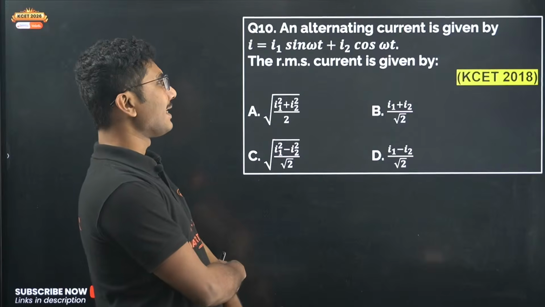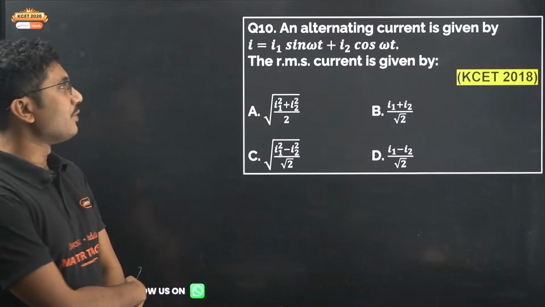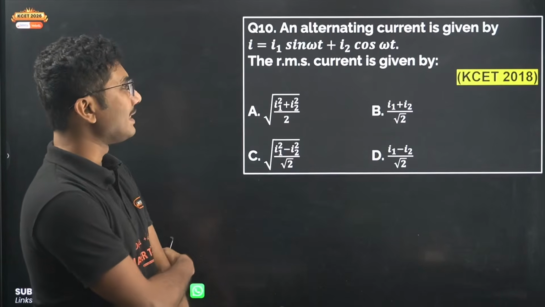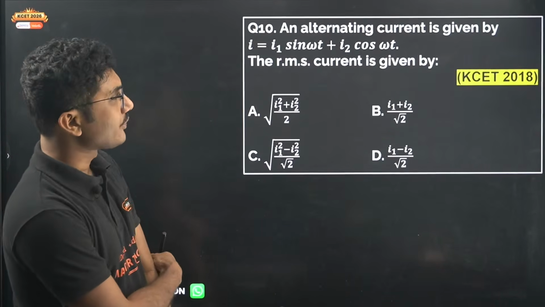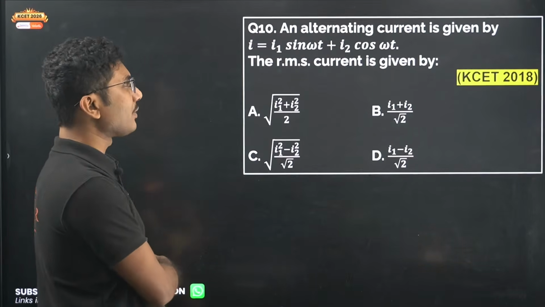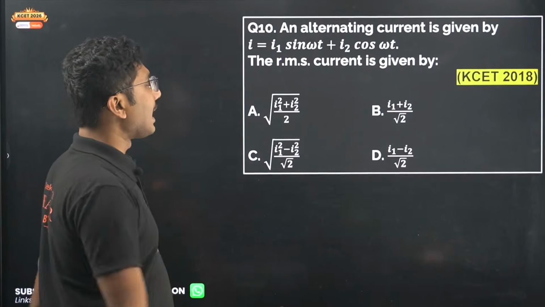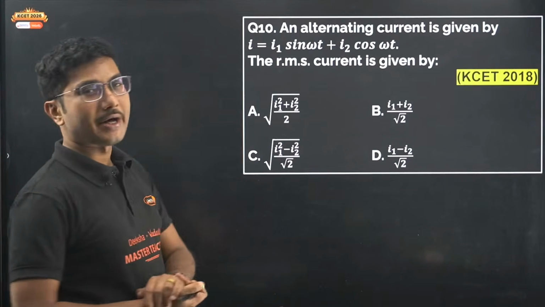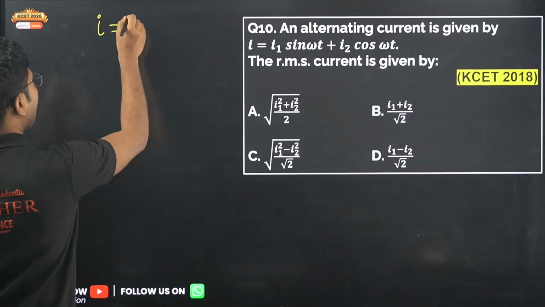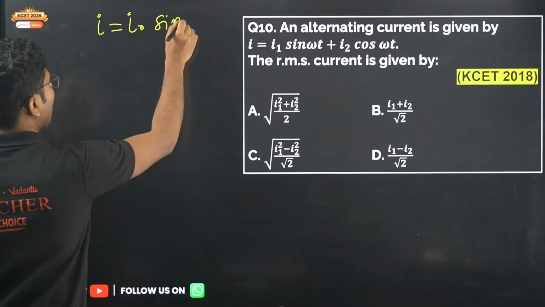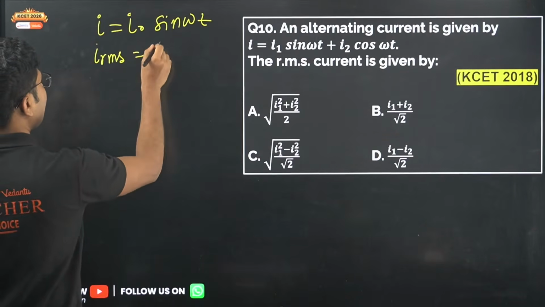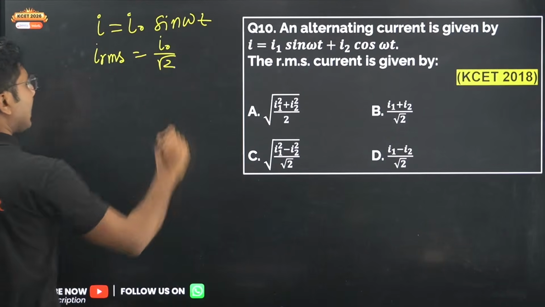An alternating current is given by I equals I1 sin omega t plus I2 cos omega t. The RMS current is given by. This question is from 2018. So what is the value of the RMS current? We know that if current is given by I naught sin omega t, then the RMS current is I naught by root 2. That is the normal formula.